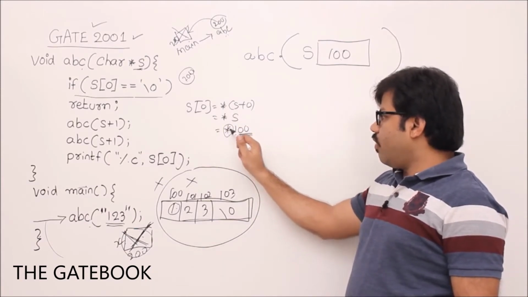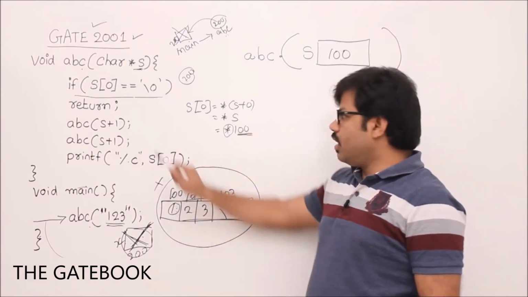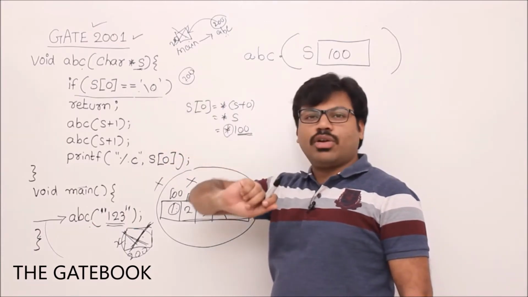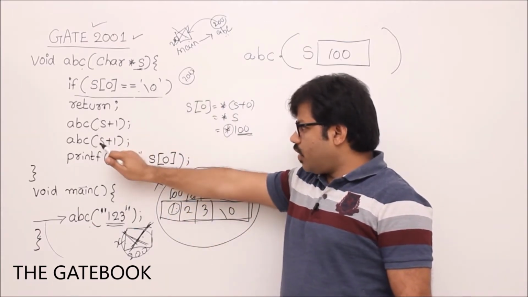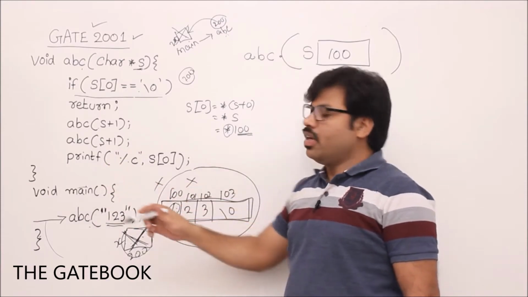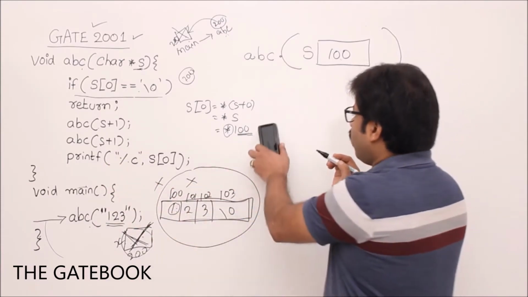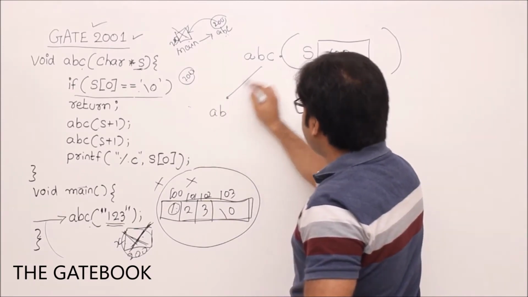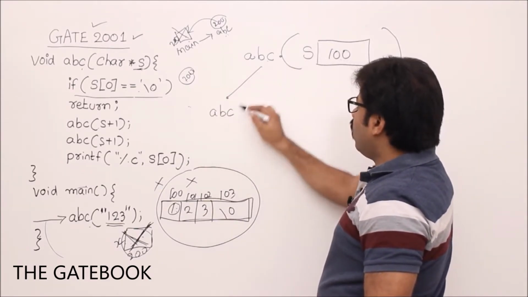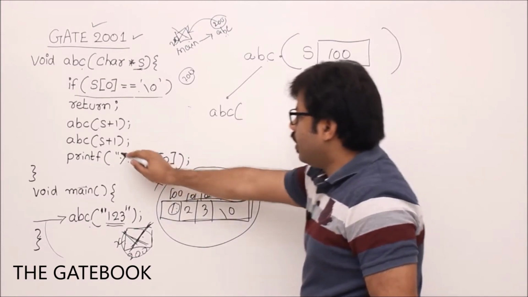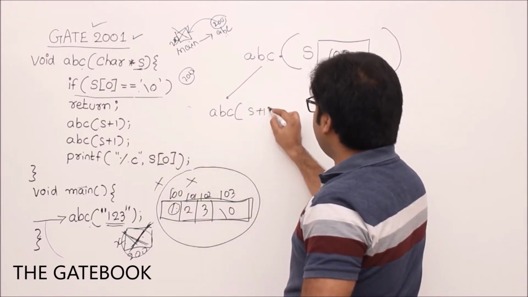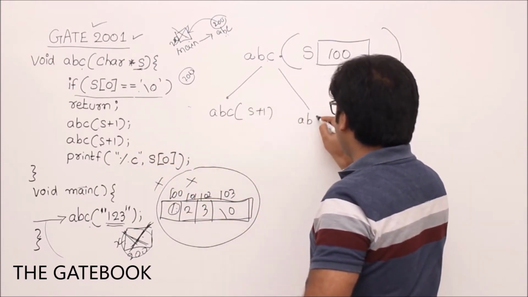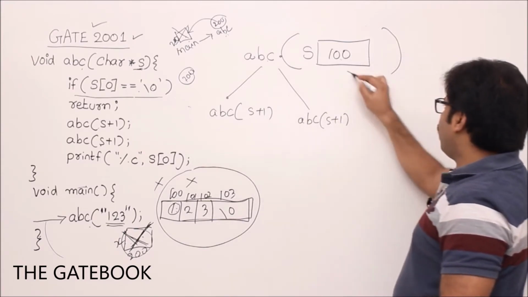What is *100? The value at 100. Is it the null character? No. Then what to do? ABC(s+1), after that ABC(s+1), after that printf. Since they are very big lines, what I do is represent them as nodes, because we are representing every function call as a node, right? Then ABC(s+1) here, second one ABC(s+1), third one printf.